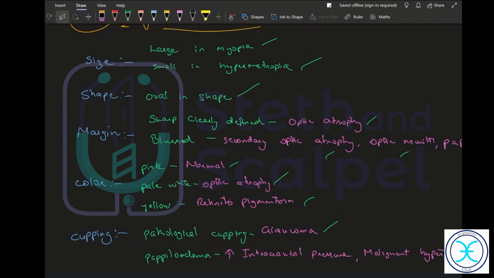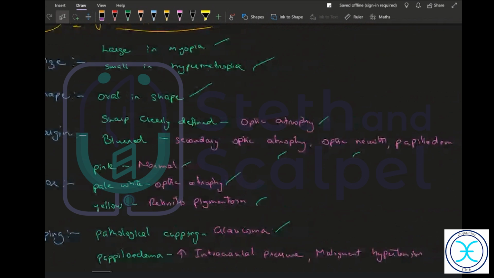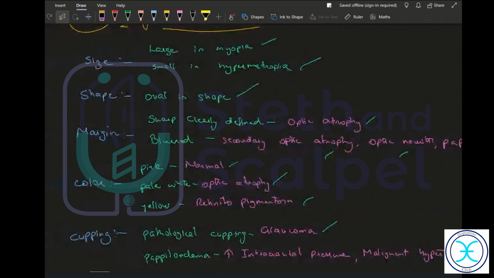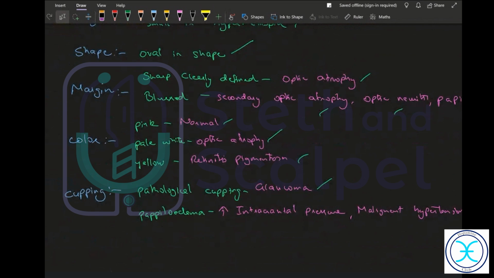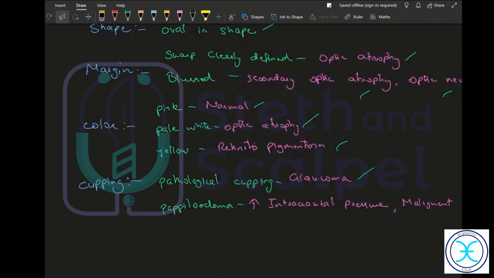The margin is sharp and clearly defined in primary optic atrophy. It's blurred in secondary optic atrophy, optic neuritis, or papilledema, and is not clearly seen. The color is usually pink. It becomes pale white in optic atrophy and yellow in retinitis pigmentosa and retinoblastoma, which are two important conditions you need to know.